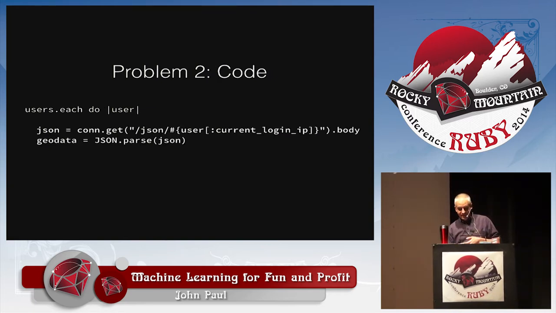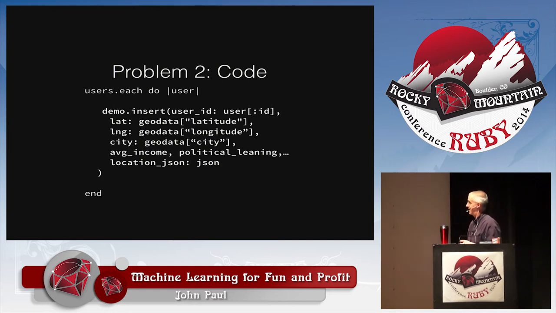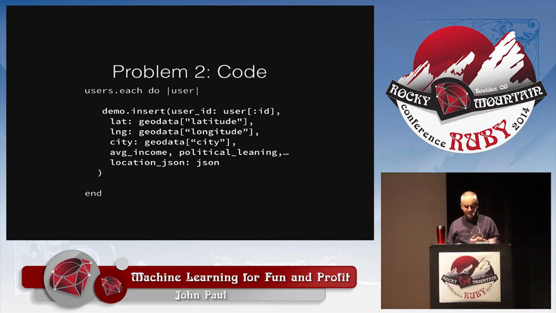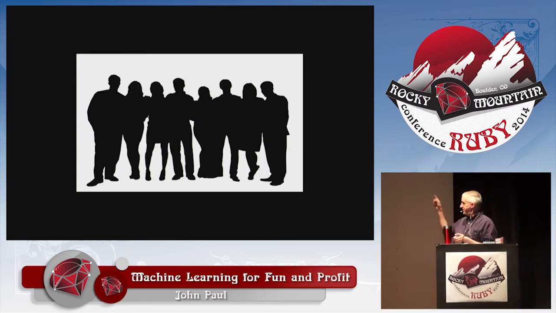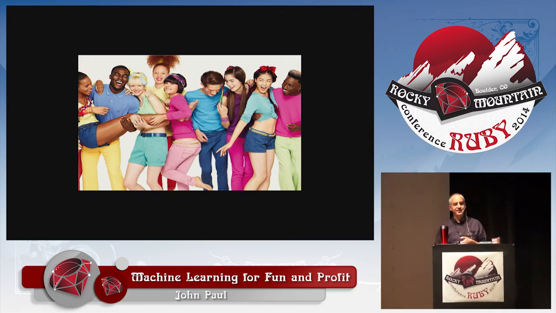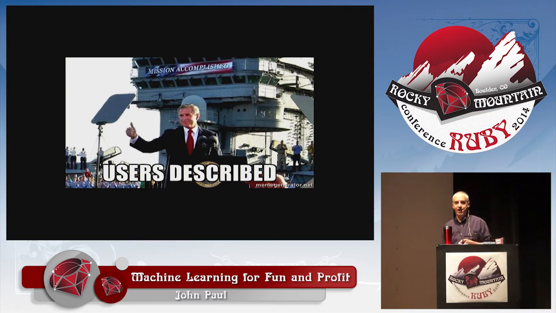I'm going to parse some JSON, and I'm going to get stuff that looks like this: average income, political leaning, latitude and longitude, which are pretty crucial for what's near me. And then I've taken this and made it something more like this. People that look real, people you could walk up to and say, oh, okay, you are a real person, not some fake cardboard cutout. So, users are described.